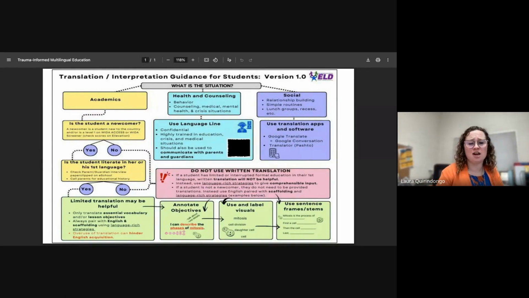So first off, I would like to talk about what's the difference between translation and interpretation. Translation is when we are taking a written text and translating it from one language to another, from English to Spanish or from Spanish to English. Interpretation, on the other hand, has to do with oral language.